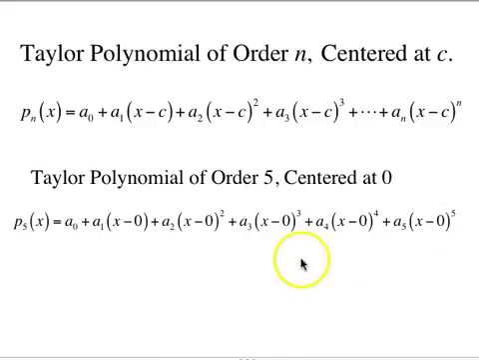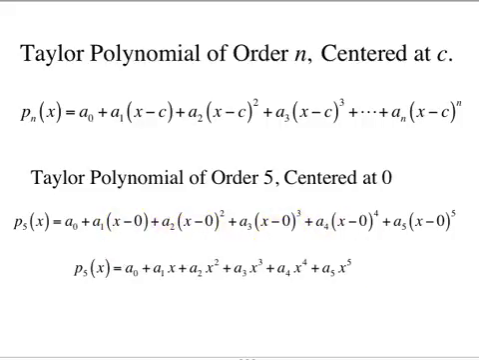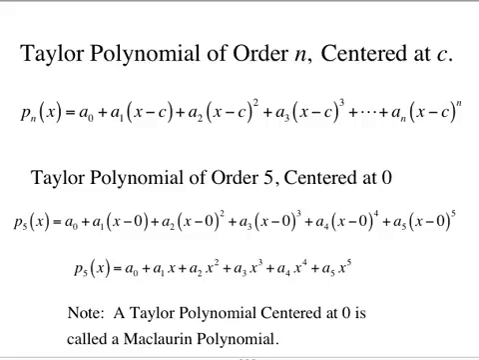Now, of course, we can write this in a slightly simpler fashion. x minus 0 is just x, so that's x, that's x, that's x, that's x, and it looks like this. In the event we have a Taylor polynomial centered at 0, we can also call it a Maclaurin polynomial. So every Maclaurin polynomial is a Taylor polynomial that's centered at 0. So if you see that term, you'll know what it means.